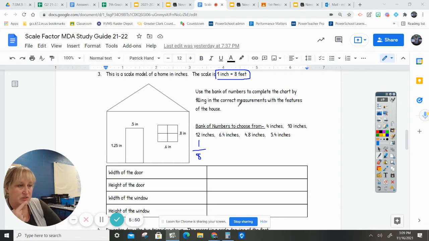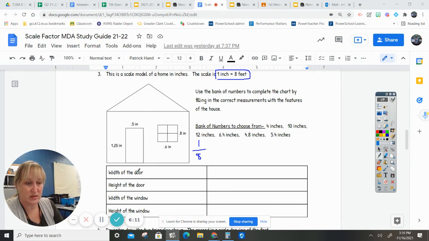So 1 inch equals 8 feet. Use the bank of numbers to complete the chart by filling in the correct measurements with the features of the house. All right. So there's 2 ways to do this, and I'm going to show you both ways because 1 is 8. That means that my scale is, I'm just going to multiply it by 8.